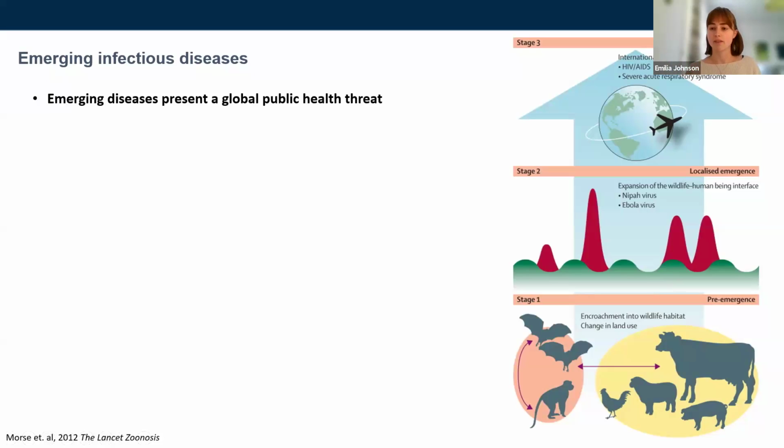So zoonotic infectious diseases and emerging infectious diseases pose a severe global public health threat. We're all fairly familiar with that now, but just so that everyone is on the same page, zoonotic spillover is the transmission of pathogens from vertebrate animals to humans, and this might include vector-borne diseases as well. So zoonosis is any disease or infection that is naturally transmissible from a vertebrate to a human in its ecosystem, in its environment.